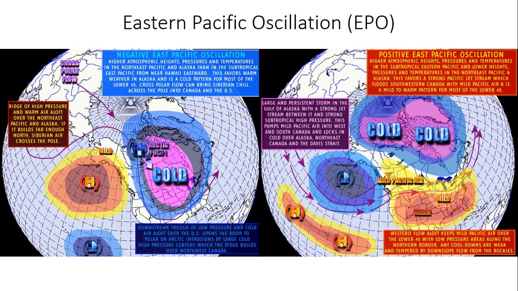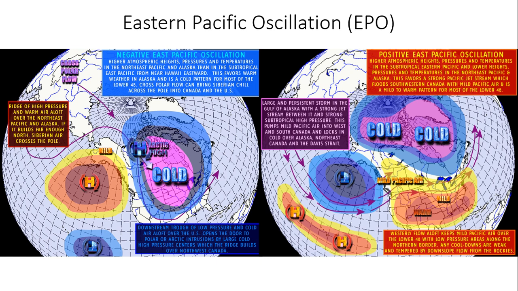And what this does is that ridge builds up into Alaska. On the front side, or the east side, of that ridge, cold air is allowed to move south from the Arctic areas into the northern plains, the upper Midwest, and generally the jet stream kind of works its way off the mid-Atlantic coast in this case. So it's a colder pattern with a negative EPO, specifically for those in the upper Midwest and the northern plains.